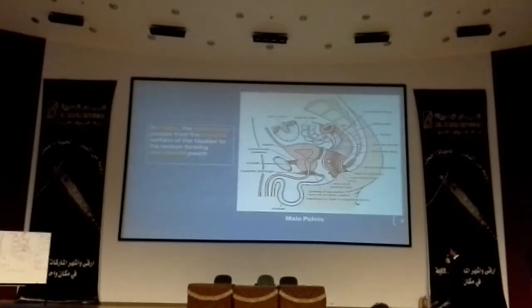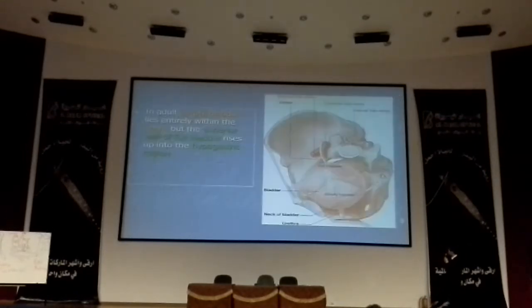Next. You see, this is the rectum, and this is the urinary bladder, and this pouch is called the rectovesical pouch. You see, rectovesical pouch, because this is posterior, the rectum, and anterior, the urinary bladder. Next, please.